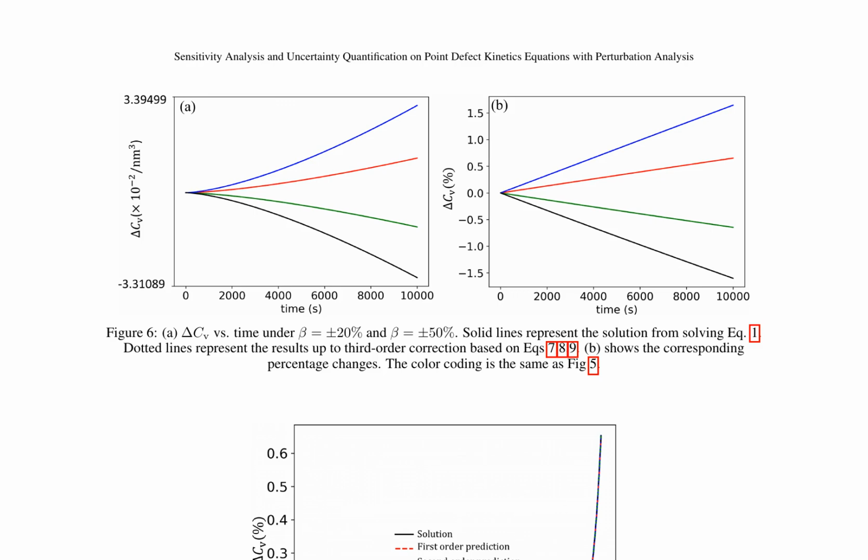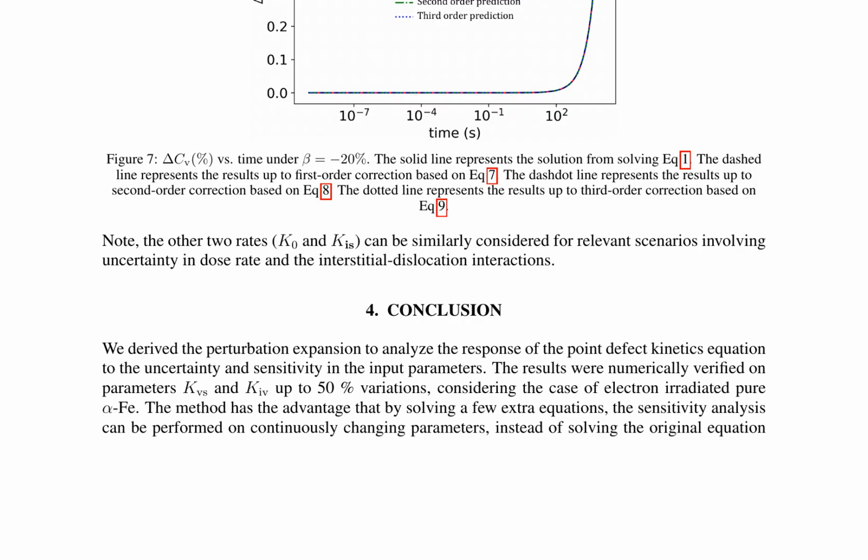Figure 6 shows the variation of increment CV with time under different perturbation levels, beta equals plus or minus 20% and beta equals plus or minus 50%, and compares the results with the solution from solving equation 1. The dotted lines represent the results up to third-order correction based on equations 7, 8, and 9. The corresponding percentage changes are shown in Figure 6b.